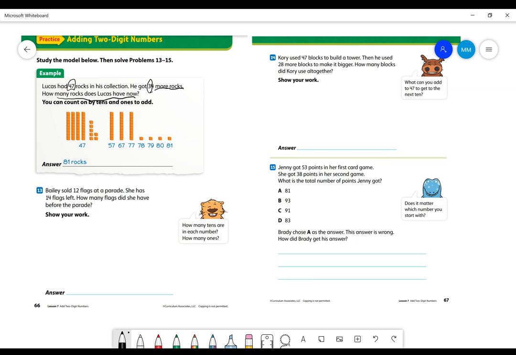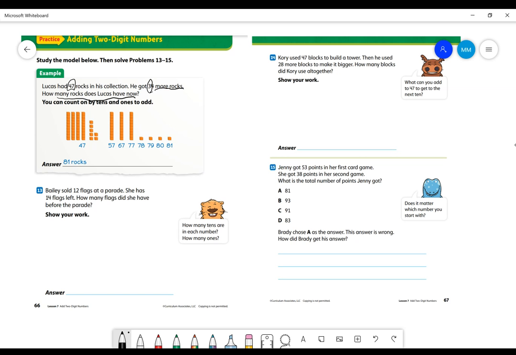It says that you can count on by tens and ones to add. So what that looks like is they drew 47. So we had 4 tens and 7 ones. But then look at where they started off with the next number. I see 1, 2, 3 tens and 4 ones. But what did they start counting by after 47? They started adding 10 each time.